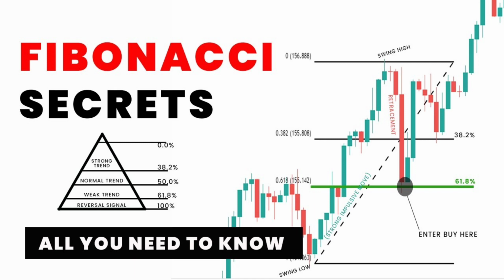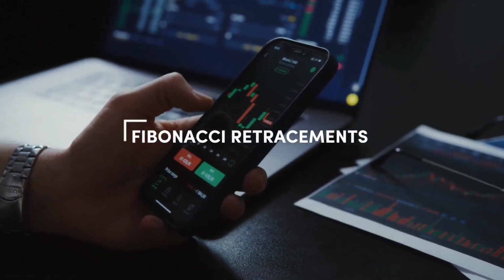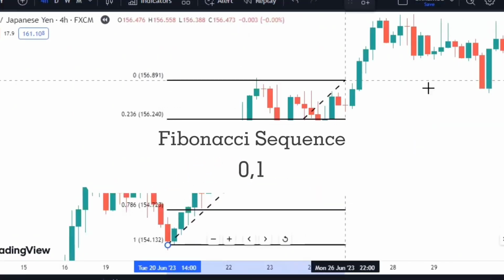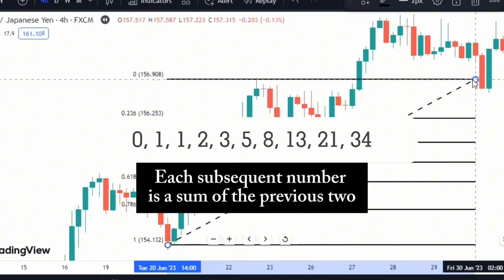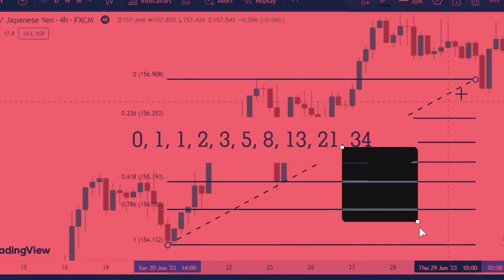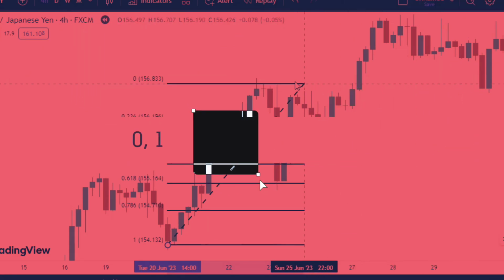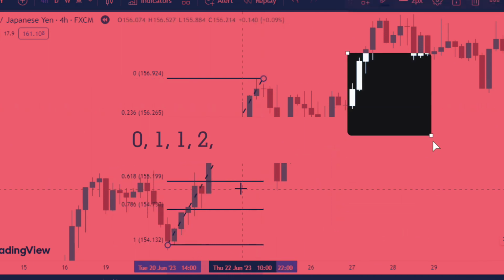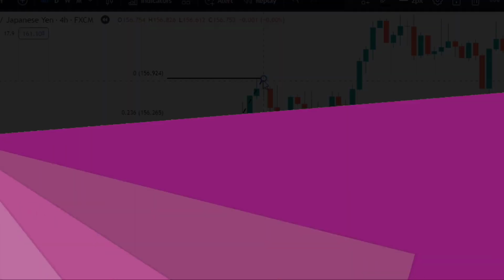Previously, we discussed the basics and a few tips on how to use the Fibonacci tool in trading effectively. If you have not watched that video, please check the link in the description of this video and watch it before you watch this video. Today, we shall look at how to combine it with a fair value gap.